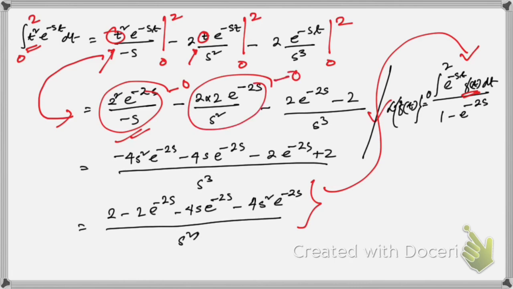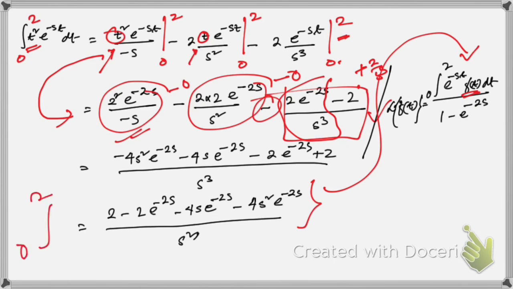And here putting 2, we have got this part. Then putting 0, we got this plus 2 by s cube, and this minus is taken common. That's why we have got this result. So hope you have understood how to put upper limit, lower limit, and how to subtract those things. And this is after simplification, we have got this integration 0 to 2 t square e to the power minus st dt. This is the value of this integration.